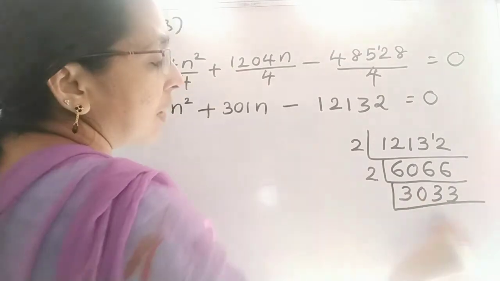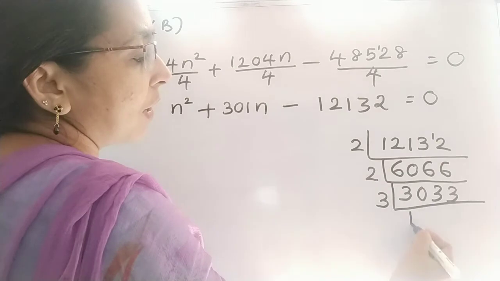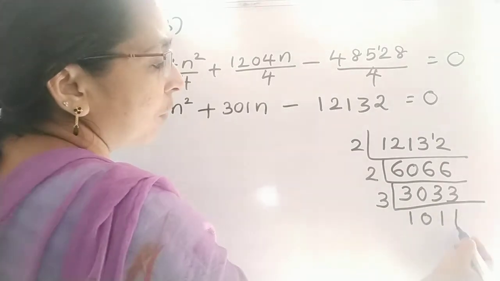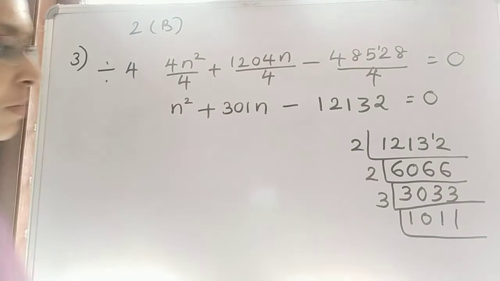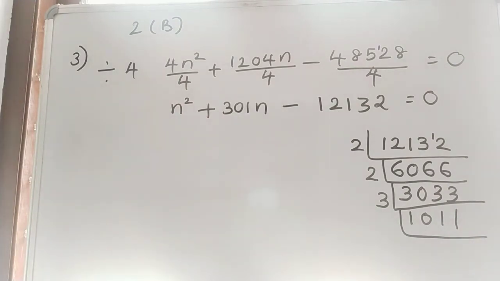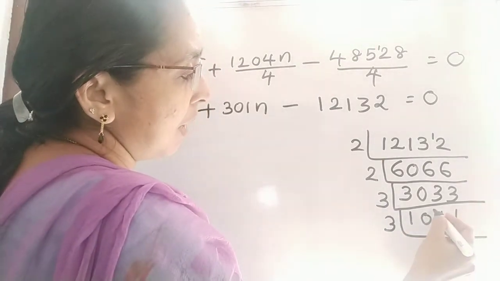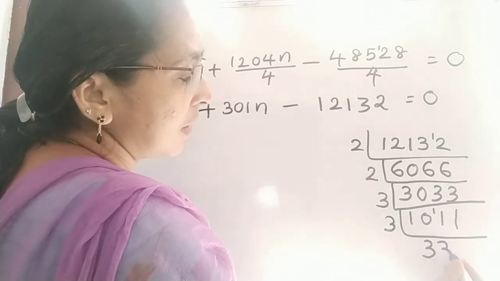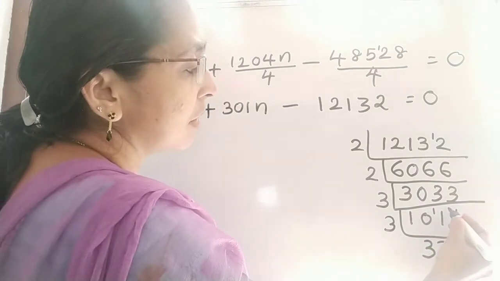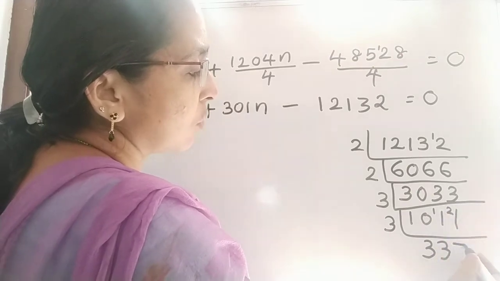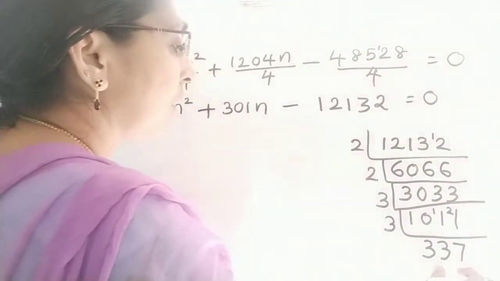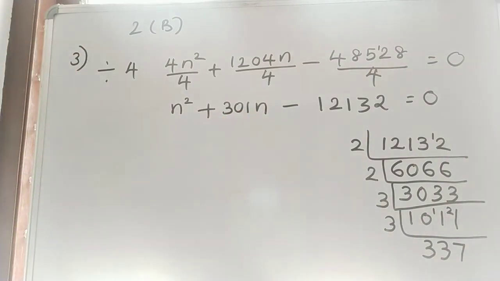Next, which one is possible? Check with 3. 1, 0, 1, 1. Again, which number is possible? 3 is possible. Check 3, whether 3 is possible or not. 3 threes are 9, balance 1. So 11, 3 threes are 9, again balance 2, so 21. So 7 threes are 21. Check with the middle term. Compare with the middle term. So 337, here we have 301. So check whether it is possible or not.